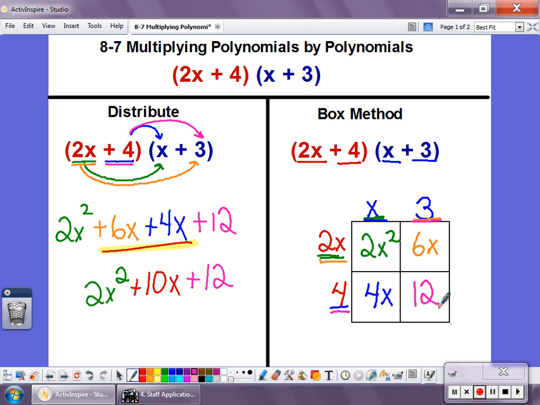Now, what's nice about the box method is, number one, the things that are going to be considered like terms are going to be diagonal from each other. So it's easy for us to see what gets combined together. I only have one x squared term, so I have 2x squared. When I look at this, I see that I've got 6x and 4x here, which are going to combine together to give me a 10x. And then I have a 12 that's all by itself, which is going to come down here. Okay, so you can see we got the same answer, we just did it different ways.